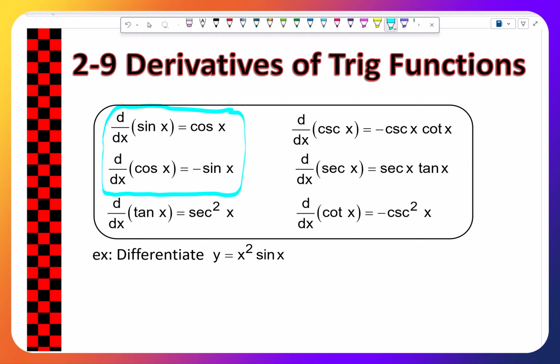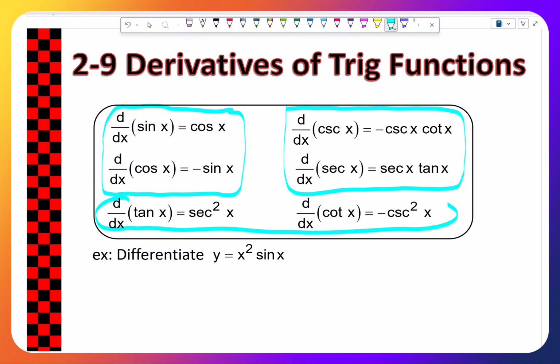I actually do all these in twos. I memorize these in pairs. The derivative of cosecant actually has cosecant in it. It's negative cosecant cotangent, and the derivative of secant also has secant in it, secant tangent. Okay, and then the last two, I group these together. The derivative of tangent is secant squared, and the derivative of cotangent is negative cosecant squared. Okay, so that's how I group them.